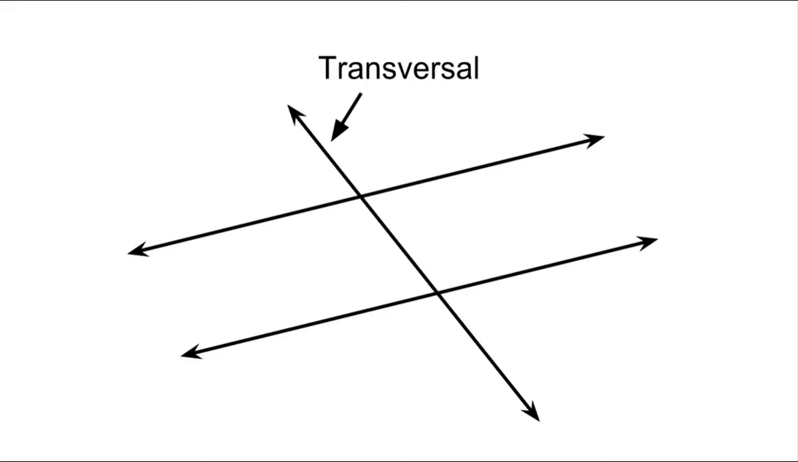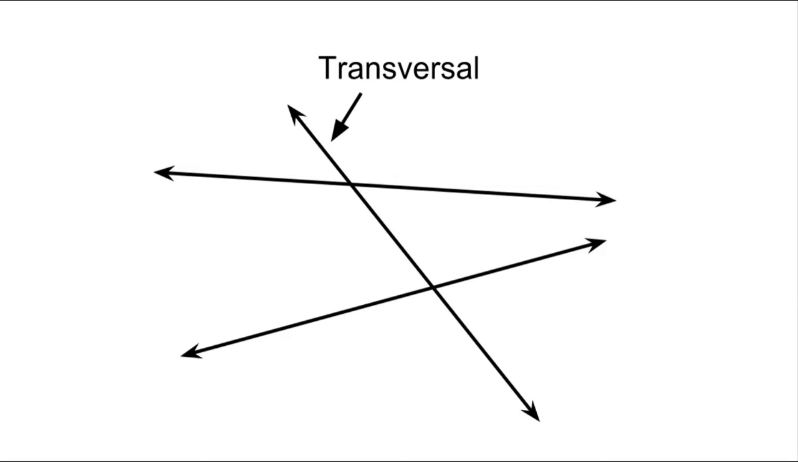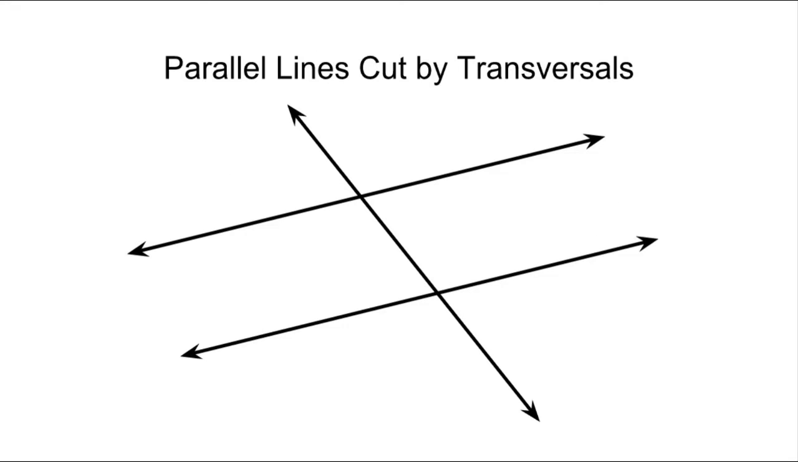A transversal does not always cross parallel lines. It could cross intersecting lines as well, or lines that will eventually intersect. However, when a transversal crosses parallel lines, special things happen. Notice when a transversal crosses two lines, 8 angles are formed: angle 1, 2, 3, 4, 5, 6, 7, and 8.